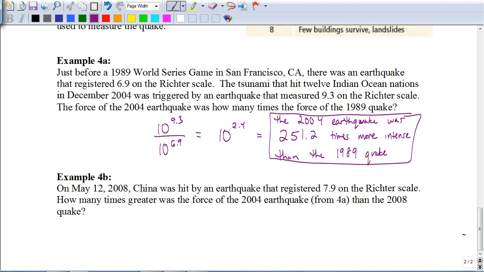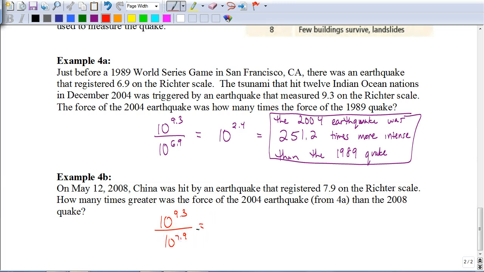Why don't you guys try this one on your own. On May 12th of 2008, China was hit by an earthquake that registered 7.9 on the Richter scale. How many times greater was the force of the 2004 earthquake, from the one that we just talked about, than the 2008 earthquake? So we can go ahead and set this one up together. It'll be 10 to the 9.3, that was the 2004 earthquake. We're trying to figure out how many more times intense than the 7.9 earthquake.